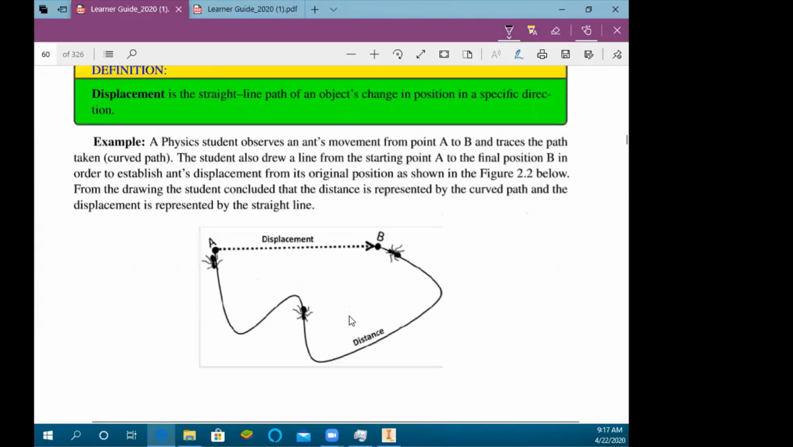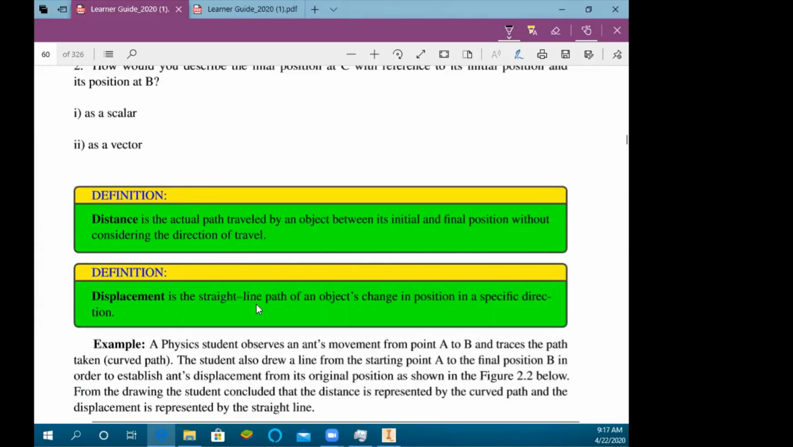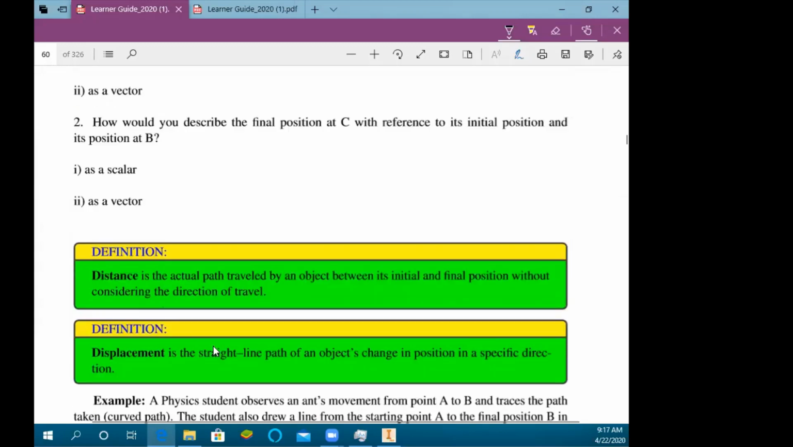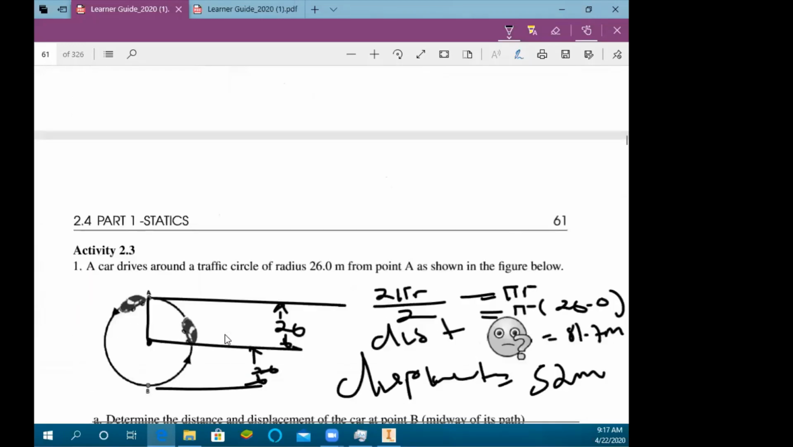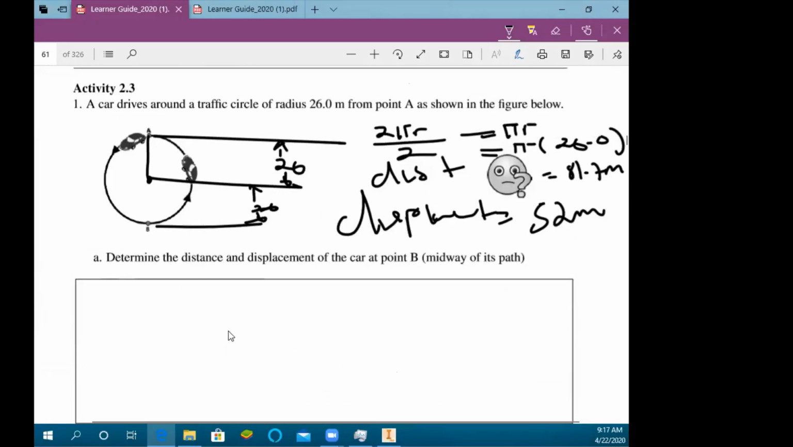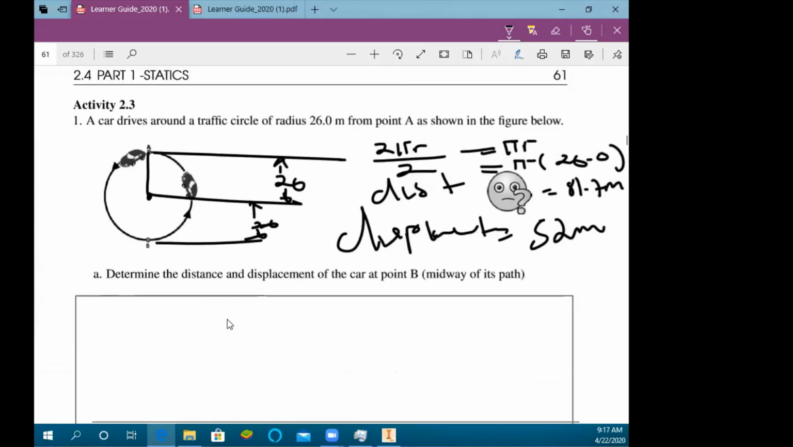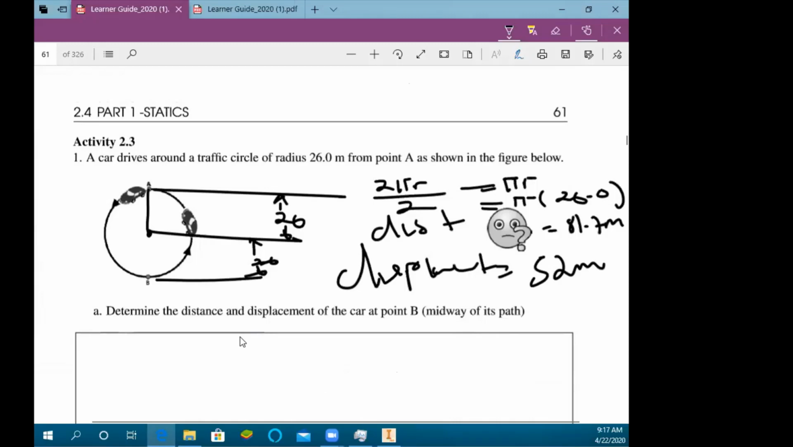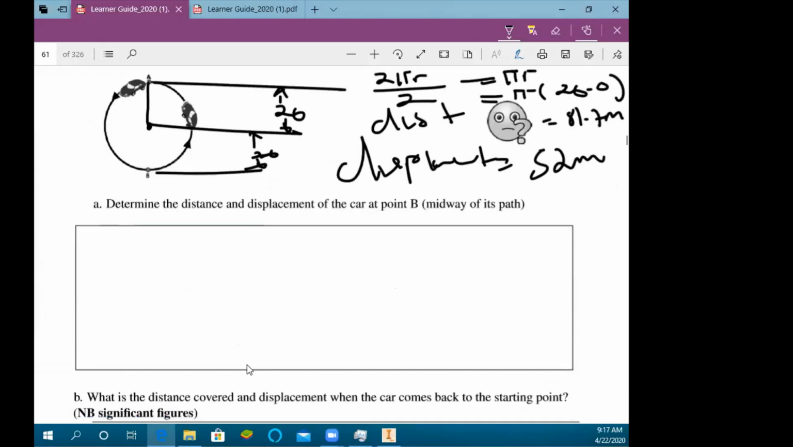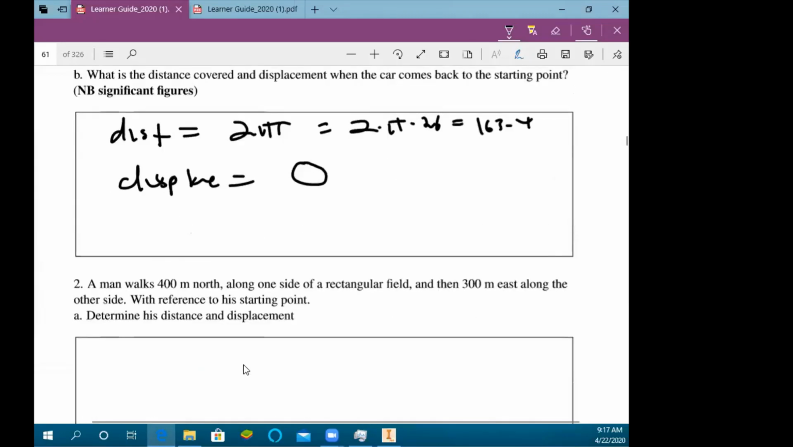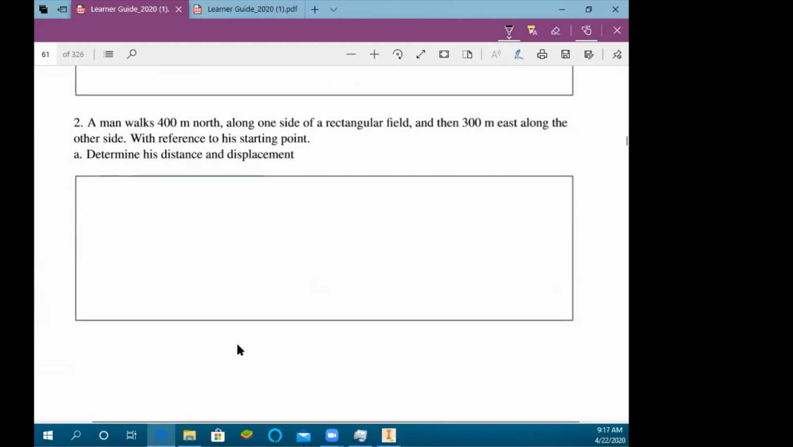Yes. What's the definition of displacement? Displacement is a straight line path when objects change in position in a specific direction. So if the object returns to its original position, there's no straight line path from origin to the final position, isn't it? So that's it, 0. Let's move on to question number 2.